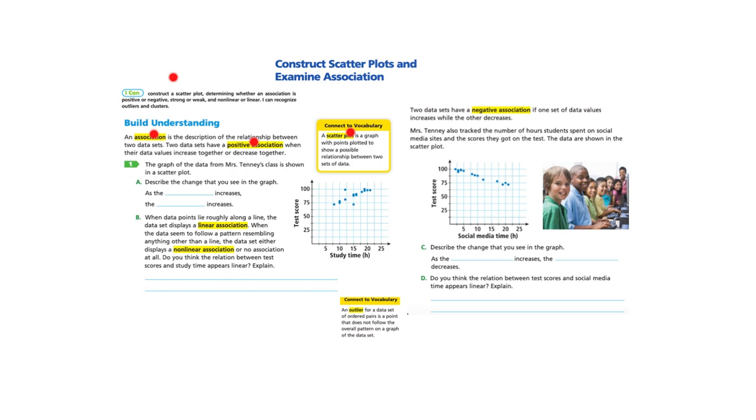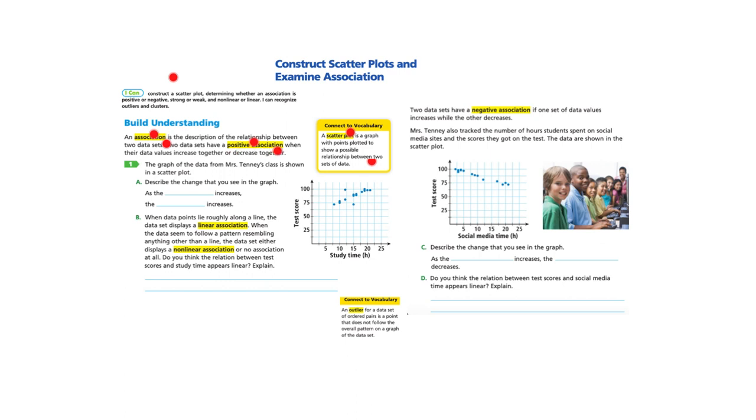All right, so let's look at the build understanding. So they give you a lot of vocabulary, where you're learning about scatter plots. A scatter plot is a graph with points plotted to show a possible relationship between two sets of data. So hopefully these vocabulary words will make more sense as we use them and go through the lesson. So an association is the description of a relationship between two data sets. So that makes sense. These two data sets are associated in some way.